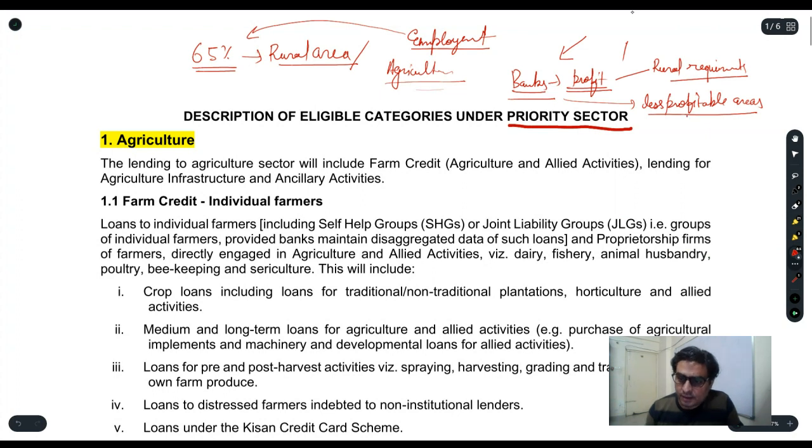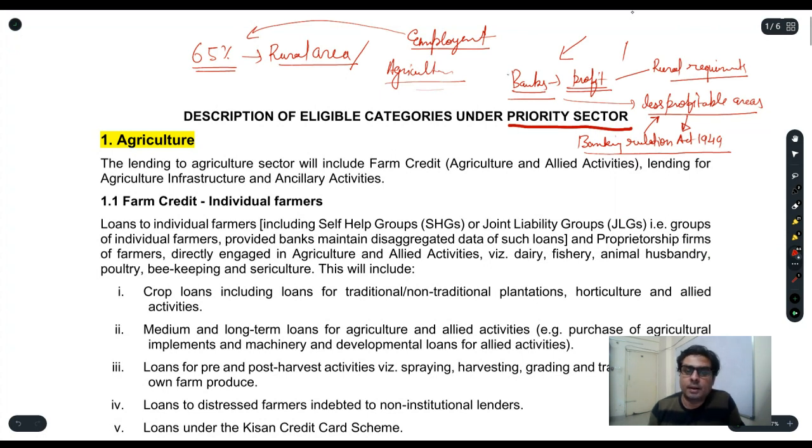So for that, changes were made, or you can say that since the beginning, there are some sections of the Banking Regulation Act 1949 which force banks even to focus on certain less profitable areas.